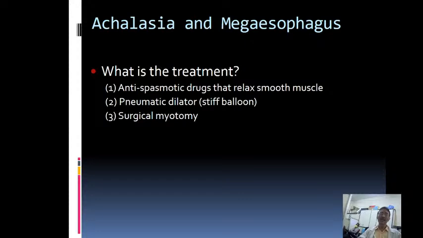The other option would be to dilate the lower end of the esophagus, which is called a pneumatic dilator, so that a passage is created and food can enter from the esophagus into the stomach. The other line of treatment would be a surgical myotomy, where surgery is done and the smooth muscles of the sphincter are cut and removed.